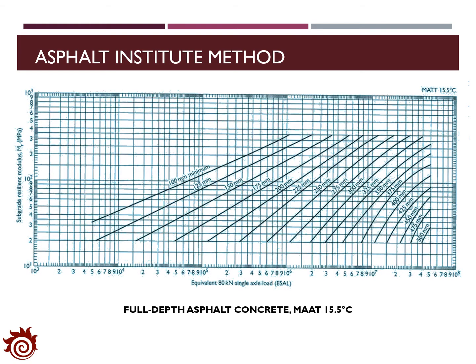And this chart is applied for the estimation of the asphalt layer thickness for the full depth asphalt pavement. The mean annual air temperature is set as 15.5 degrees. Similarly, we have to use the ESAL and the MR of the subgrade to find out the minimum thickness of the asphalt layers.